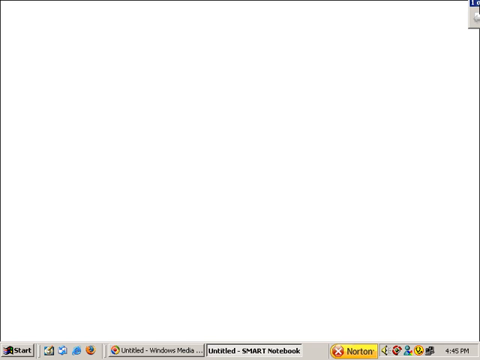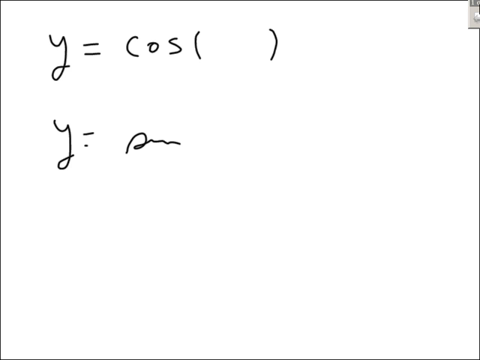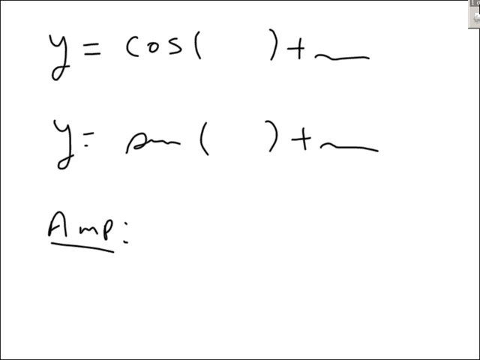The first thing I want to talk about is something I left out in the previous video for sines and cosines. When you have y equals cosine of any angle, or y equals the sine of any angle, and you can have plus a number, the amplitude is the absolute value of the number in front.